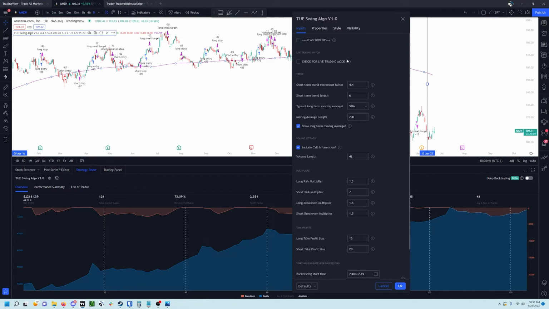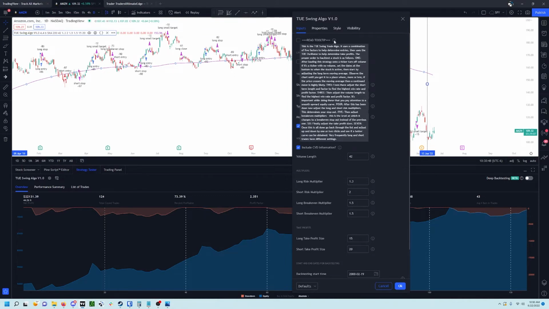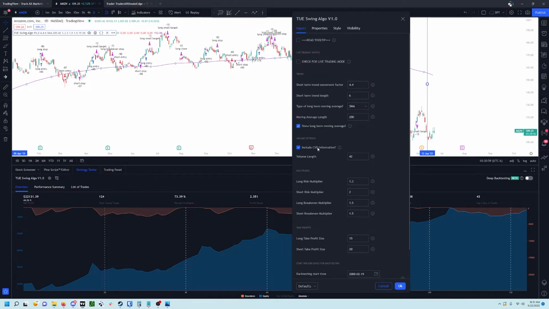All right, we'll go back to the tooltips. Next, number 3, adjust the volume length to find the highest win rate and profit factor. And it's important you do this while you pay attention to the smooth upward equity curve, like I just said. So, we have the CVD information here, and I know that Amazon likes to respond to volume a little bit quicker. So we'll take this down.